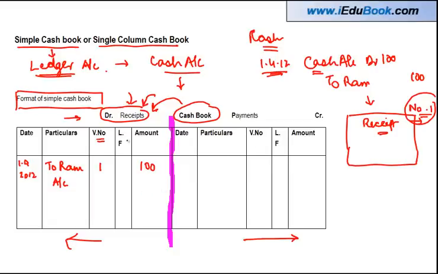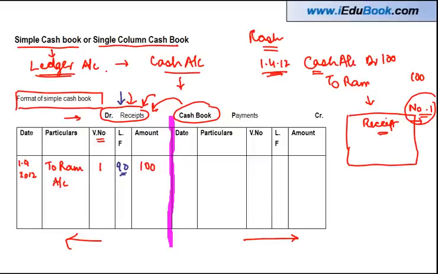And LF stands for ledger folio. So if, say for example, I do a posting of this particular account in a ledger, what is the page number where this entry has been posted? Let's say that number is 90. That is how you basically record all the receipts into this particular account.